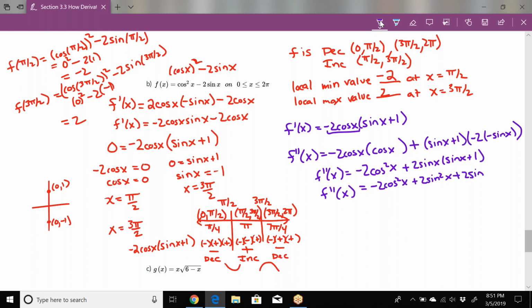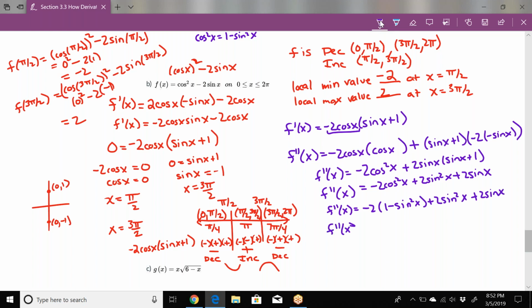plus 2 sine x. And typically in a scenario like this, since this is not the Pythagorean identity because that one's negative and this one's positive, what I would want to do is get everything in terms of either sine or cosine. And since I have a sine x, I'm going to go with sine. So we're going to use our Pythagorean identity, which says cosine squared x is 1 minus sine squared x. So we're going to replace the cosine squared x.